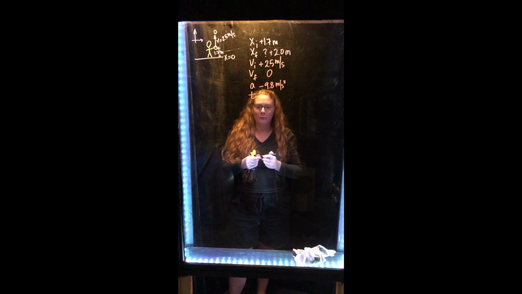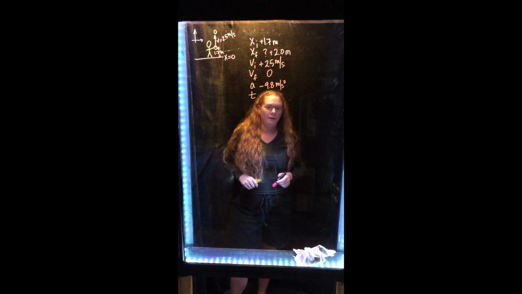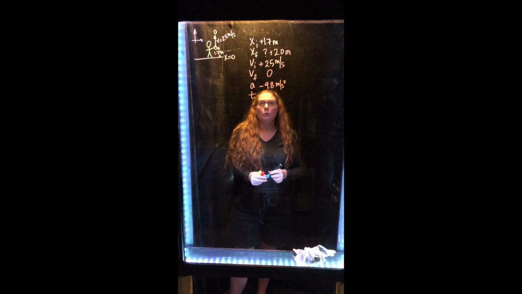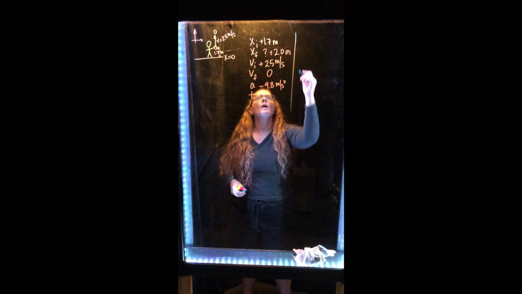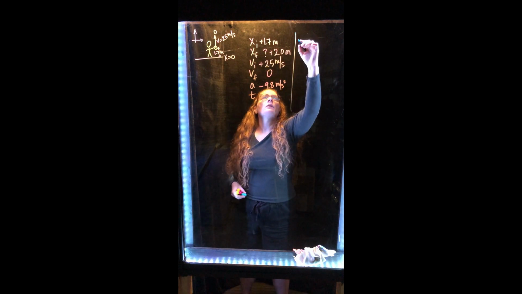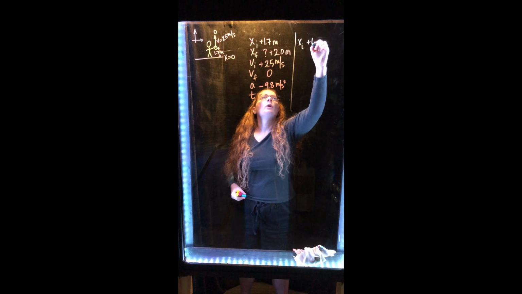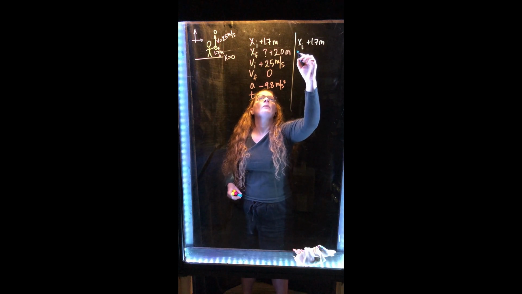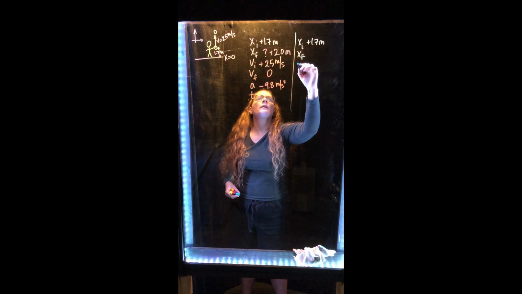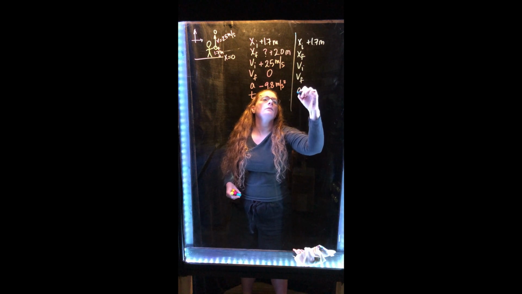because what are we looking for? How fast is it going at the end? Now we're looking for V final. So let's do a second chart. We still start off at 1.7 meters. X final, and V initial, V final, A, T.